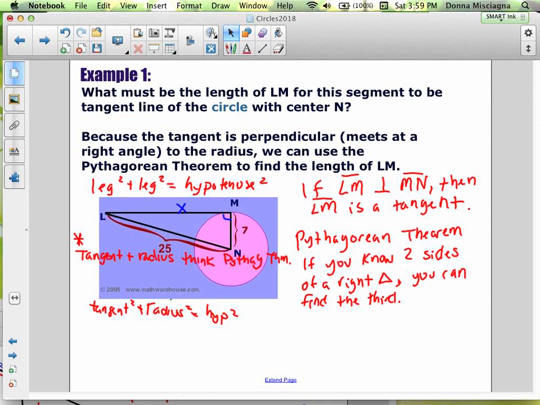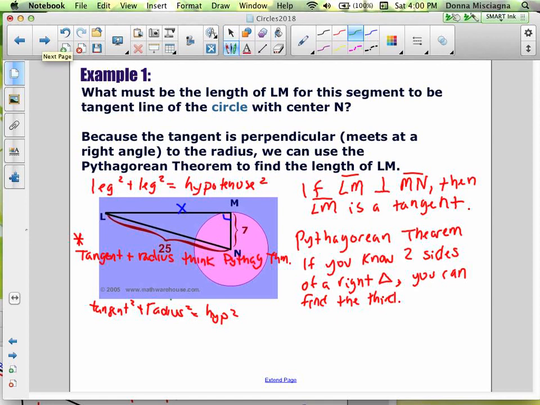And add this to your notes. If you have a tangent and a radius, think Pythagorean theorem. Because remember, they're perpendicular. It's always going to work out as tangent squared plus radius squared equals hypotenuse squared. So here, let's go ahead and find the length of our missing side.